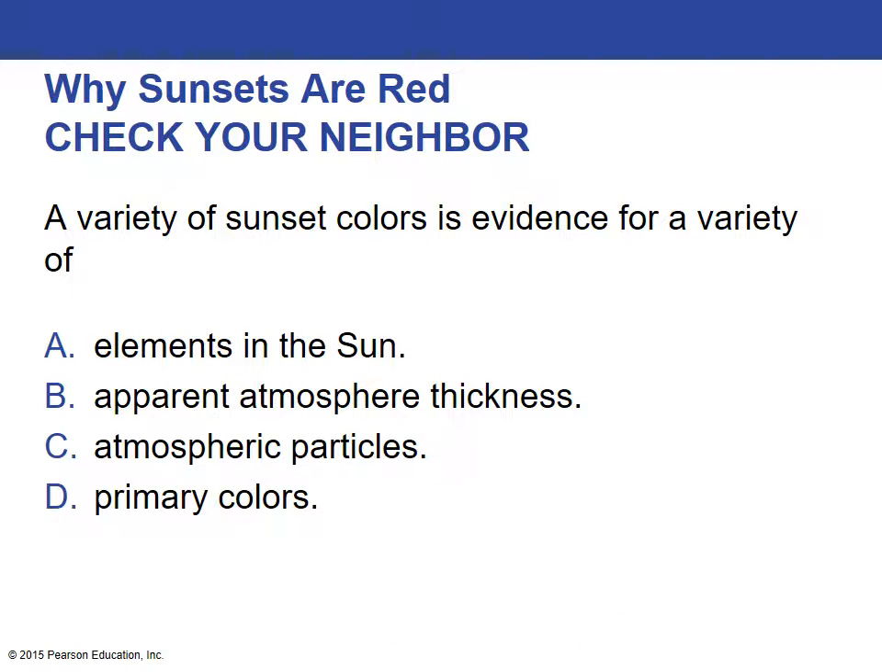So a variety of sunset colors is evidence for a variety of: the sun's apparent atmosphere thickness, atmospheric particles, or primary colors. And it's atmospheric particles. So as that sunlight travels through more and more particles, that blue light will get scattered, and what's left is that little bit of low frequency red light that we can see.